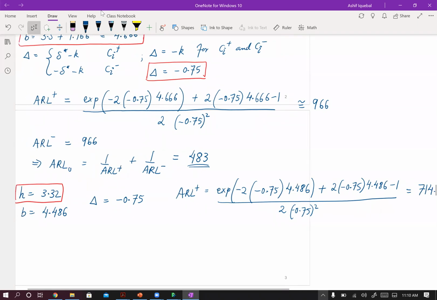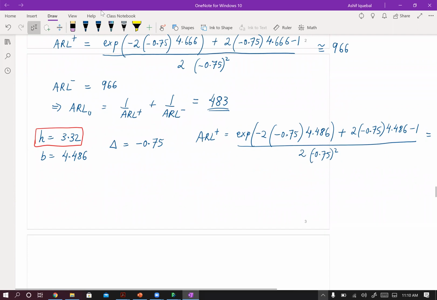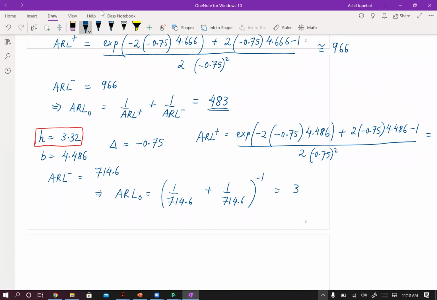Right? Now, I have ARL plus. Because of symmetry again, ARL minus will also be equal to 714.6. This means ARL0 in this case will be 1 by 714.6 plus 1 by 714.6, and the inverse of this will give us 368.3.